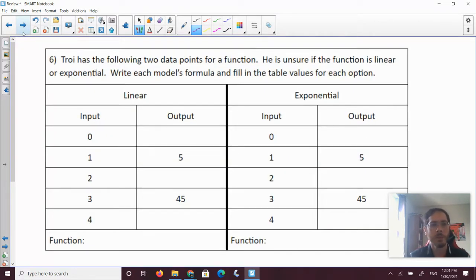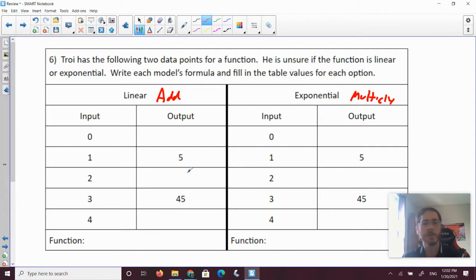All right, for 6, we get into a really big question, because this one says Troy's got data points for a function, but he's unsure whether it's linear or exponential. So write the model formula and fill in the table values for each option. This is a big one, because we have to compare everything that we did previously in the first semester with the linear functions with the stuff we just learned this quarter with the exponentials. So we have to remember that for the linear, the idea is we have to add, and for the exponential, the idea is we have to multiply.